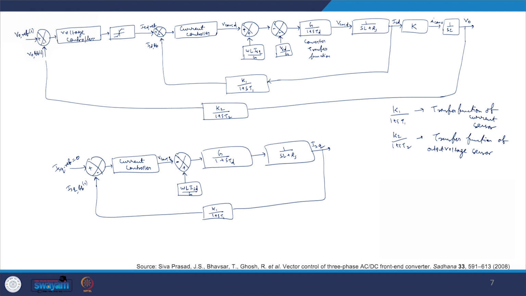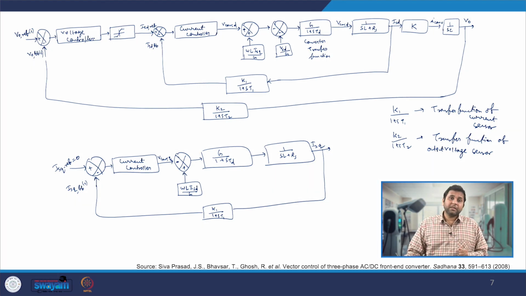In that way we can ensure the ISD feedback is following the ISD reference, and the ISQ feedback is following the ISQ reference, and that's when we are ensuring that we have unity power factor operation from the 3-phase AC to DC converter. We will discuss further how to design these controllers in the next class, and thank you very much for patiently listening to this lecture. Thank you.